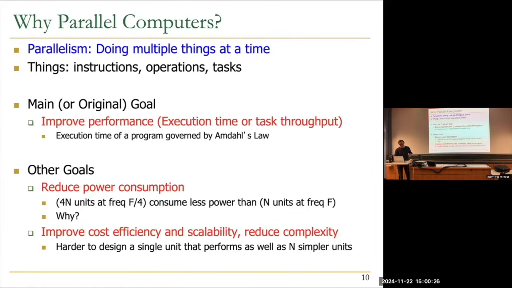So we've covered the power consumption and energy part. The second reason is improving cost efficiency, scalability, and reducing complexity. I kind of put all of them together, right? So if you have parallelism, again, assume perfect parallelization. It's harder to design a single unit that performs as well as n simpler units, right? If I have perfect parallelization, I'd rather go with n simpler units. Hopefully that's kind of obvious. I design a simpler thing and I basically replicate it a million times. That sounds good. So that was another goal.